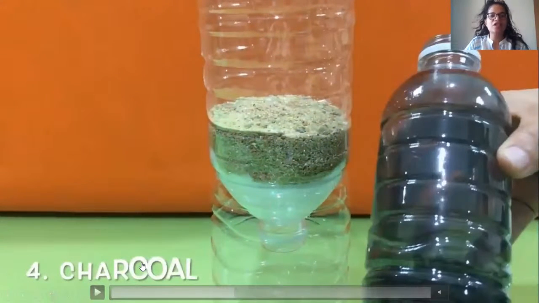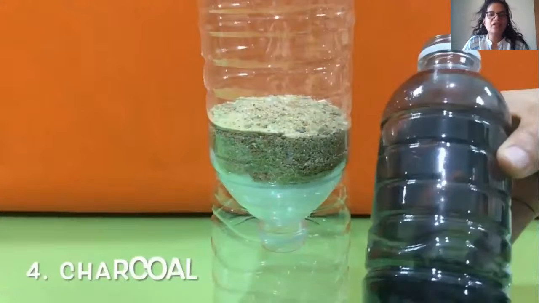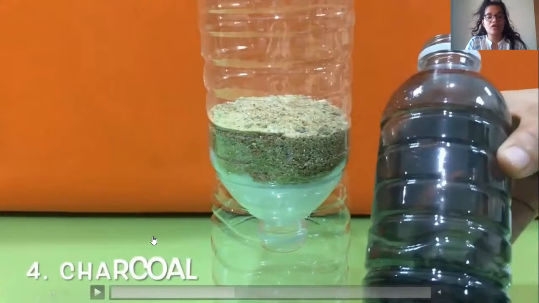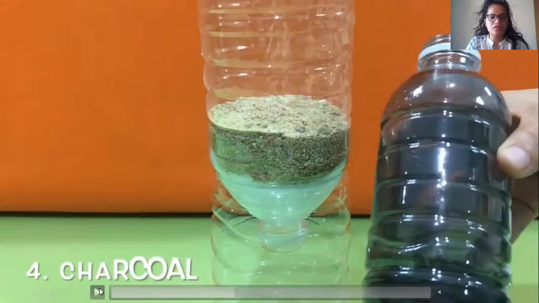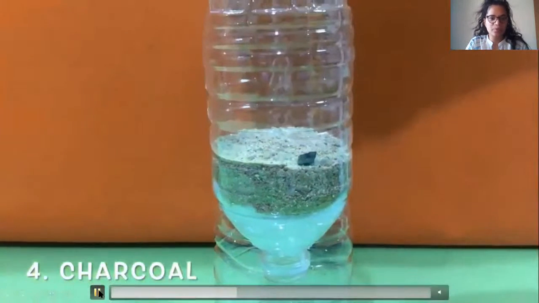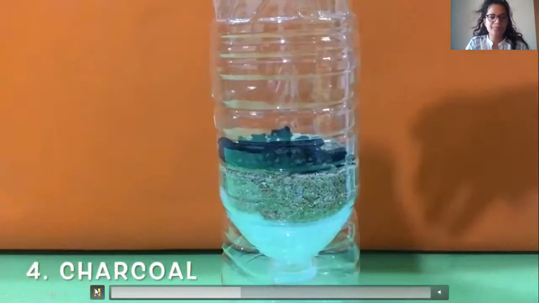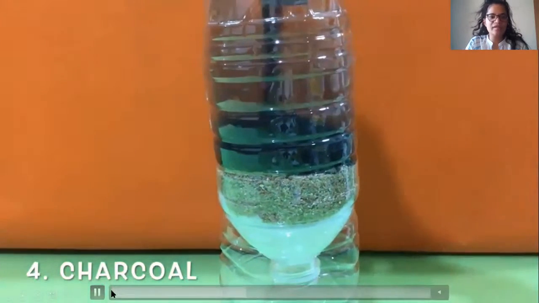Yes? Good job. The next thing that we are going to put is charcoal. Now, if you don't have charcoal, it is absolutely okay. You can put clay, you can put soil, normal soil, all are going to do the same work. If you have charcoal, very good, because charcoal purifies the water. So we are going to put charcoal now. You all can put clay, you all can put soil.